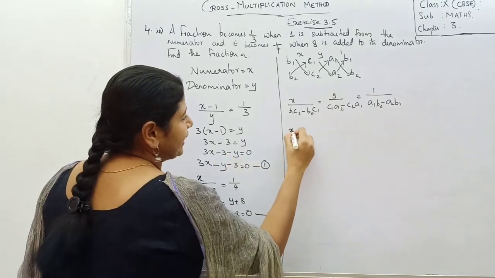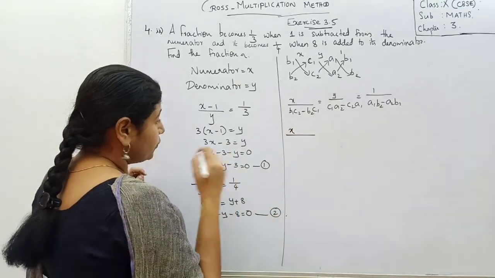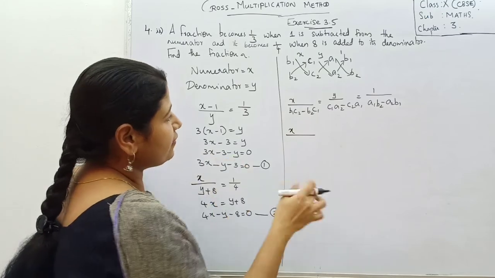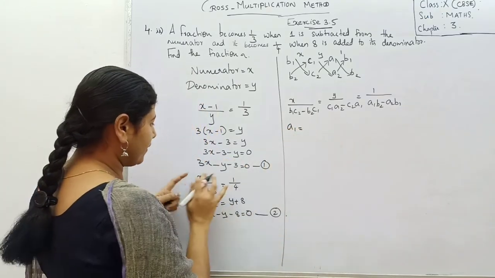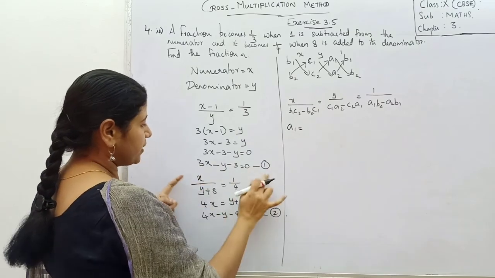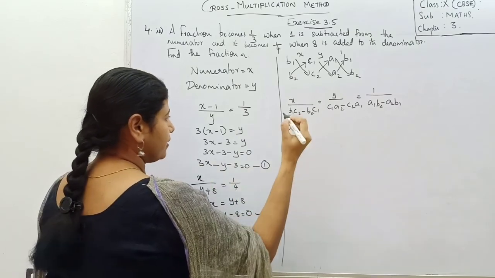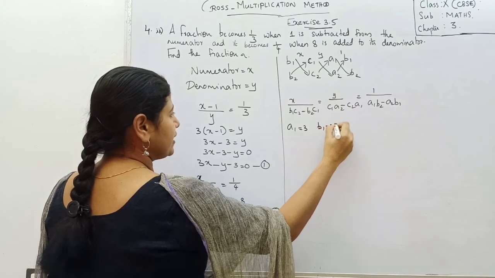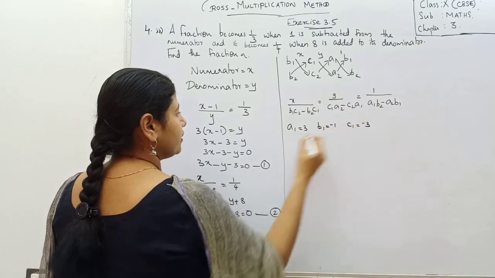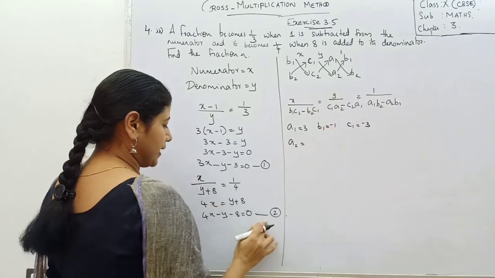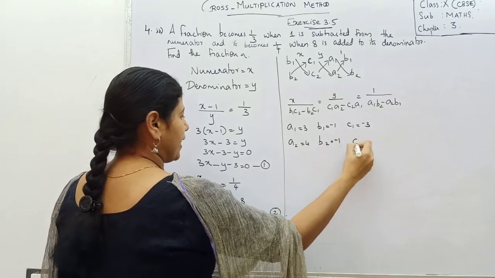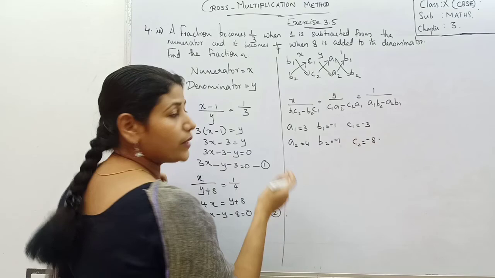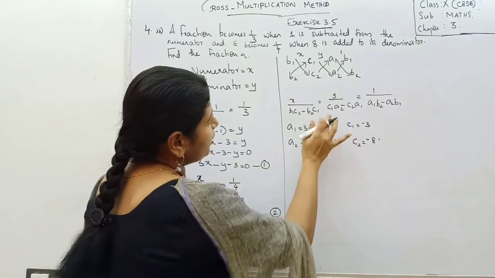So we forgot to write a1, b1, c1, isn't it? What is a1? a1 is this one, from our first equation. a1 is 3, b1 is negative 1, c1 is negative 3. What about a2? This is the second equation. a2 is 4, b2 is negative 1 and c2 is negative 8. Now we can substitute all these values in this equation.